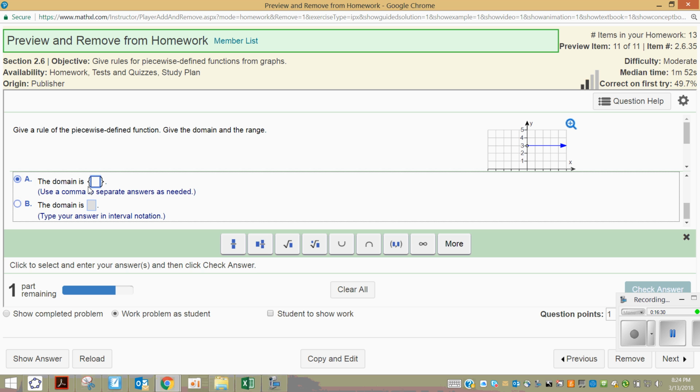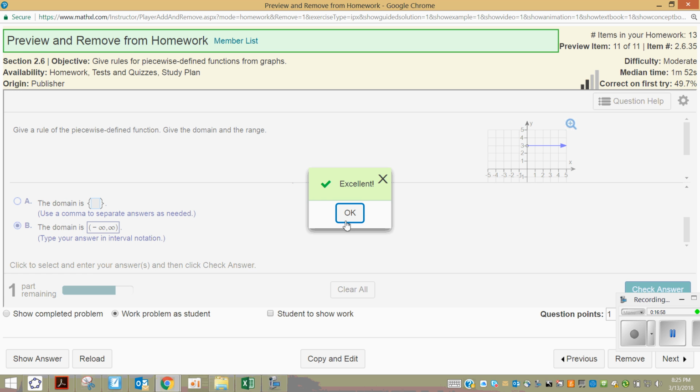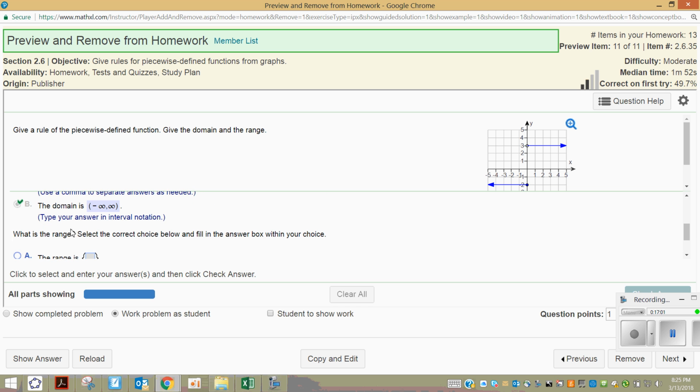So I don't want to do a list. Those little curly braces mean I would list out a few individual values, like if I had only a few locations on the x-axis that could have points. But the domain is continuous, so I want to do an interval, and it is negative infinity to infinity. And there we go. I'll go ahead and check that. Yes. And what is the range?